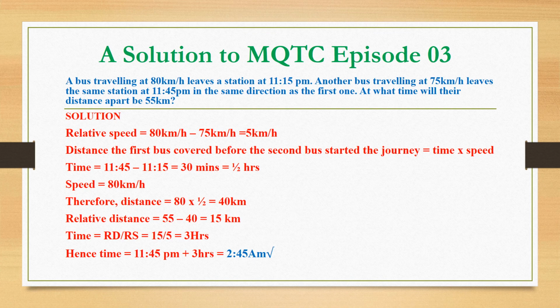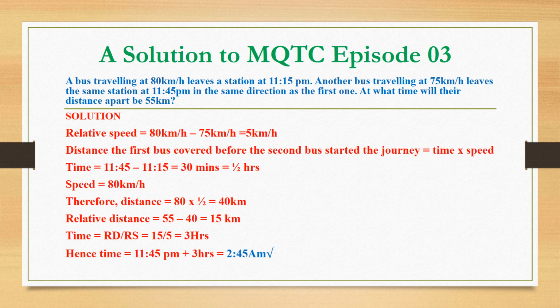A solution to MQTC episode 03 is here with us. The question was, a bus traveling at 80 kilometers per hour leaves a station at 11:15 p.m. Another bus traveling at 75 kilometers per hour leaves the same station at 11:45 p.m. in the same direction as the first one. At what time will their distance apart be 55 kilometers? A solution to that particular question is now here.